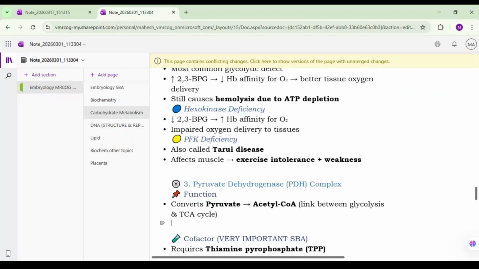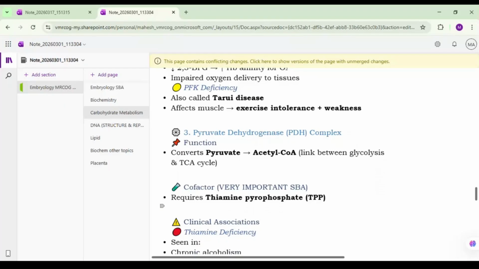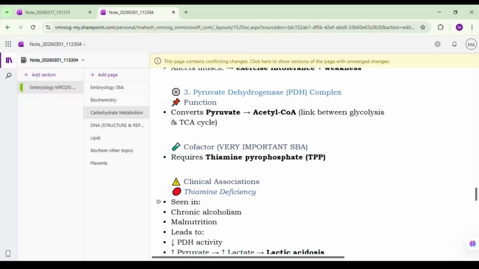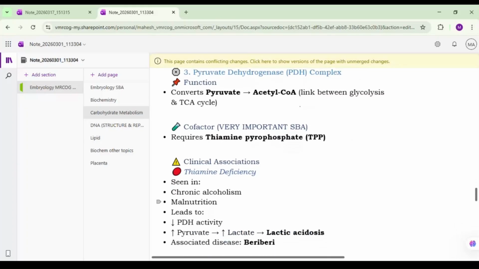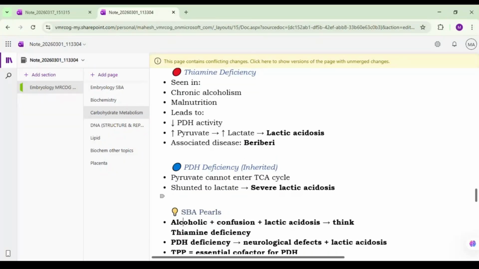Next deficiency is pyruvate dehydrogenase, that is PDH deficiency. It converts pyruvate to acetyl-CoA. The link between glycolysis and the TCA cycle is via this enzyme, PDH. The important cofactor is thiamine pyrophosphate, which we have seen. Clinically, thiamine deficiency, which is seen most commonly in chronic alcoholism and malnutrition, will lead to decreased PDH activity and increased pyruvate level, so increased lactic acid level, leading to lactic acidosis.